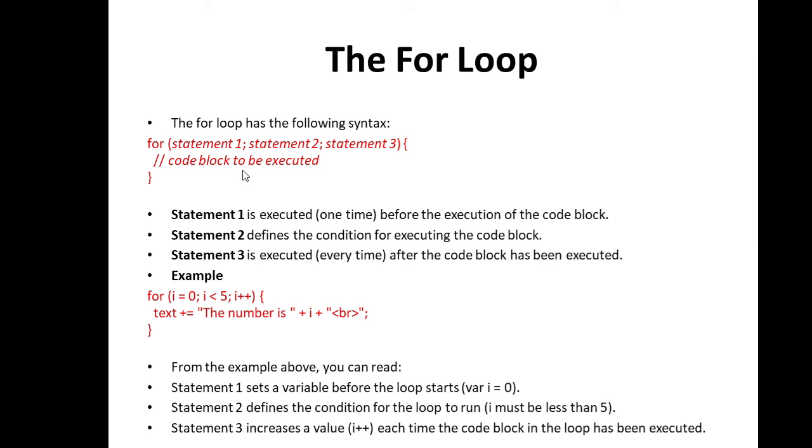Okay, so in this example, for i equals 0, that is executed only once. And then this will be my condition. And this one will be executed every time. So from the statement above, you can read statement 1 sets the variable before the loop starts, variable i equals 0. Statement 2 defines the condition for the loop, and i must be less than 5. Statement 3 increases the value of i, so i++, each time the block of code in the loop has been executed. So this will execute until this becomes false, and at the same time increasing the value of i.